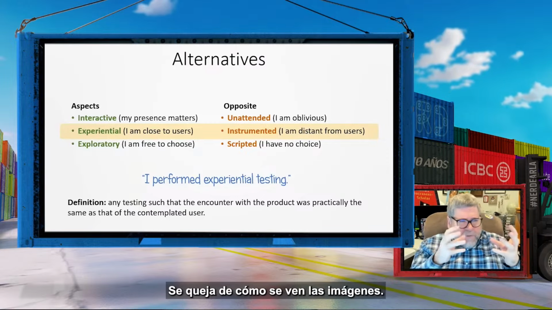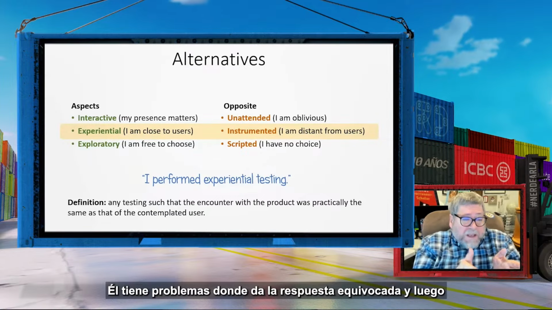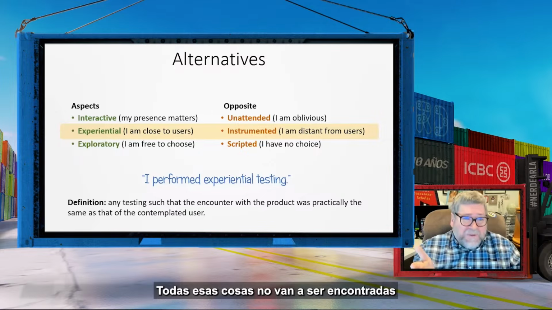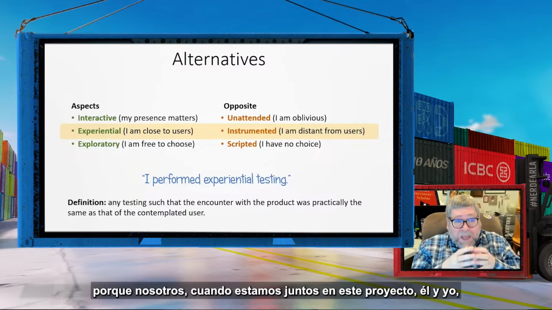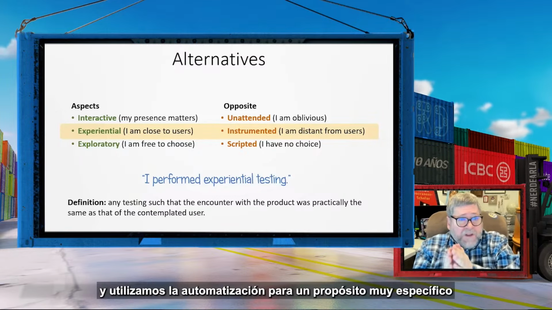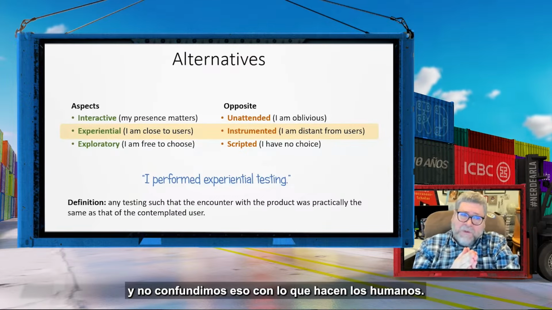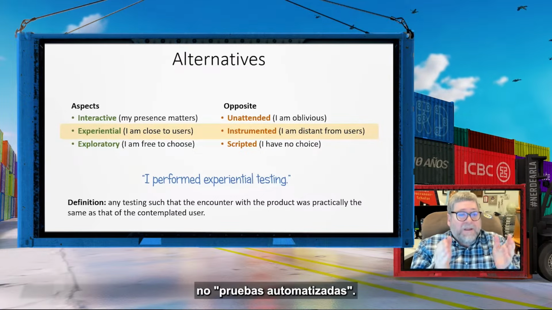He complains about how the pictures look. He has problems where he gives the wrong answer and then goes forward and then realizes his answer was wrong and he can't go backwards. All that stuff is not going to be found by my automation, which is okay, because when we're in this project together, he and I, we know how limited the automation is. And we use the automation for a very specific purpose. We do not confuse that with what humans do. That's why we call it automated checking, not automated testing.